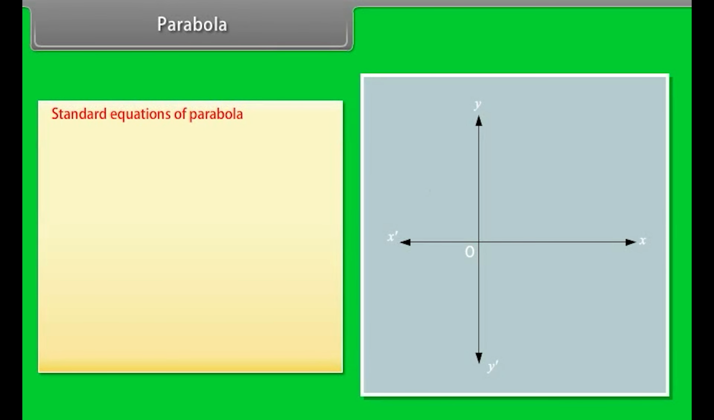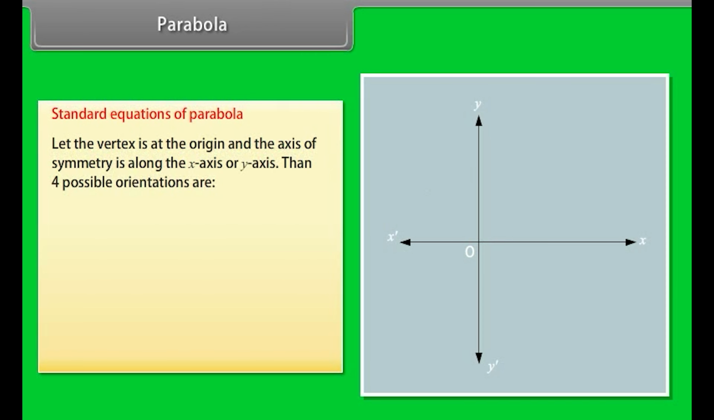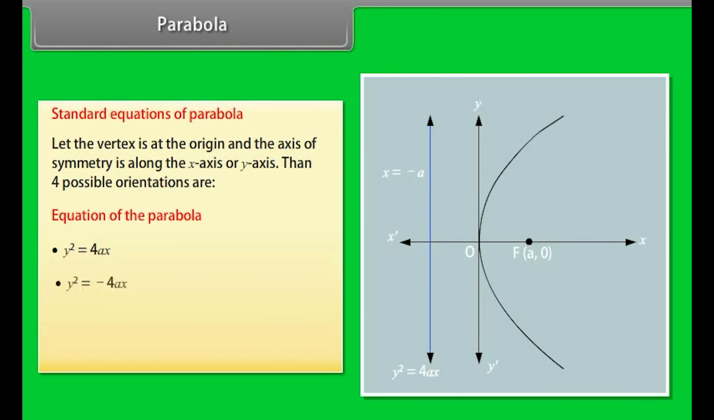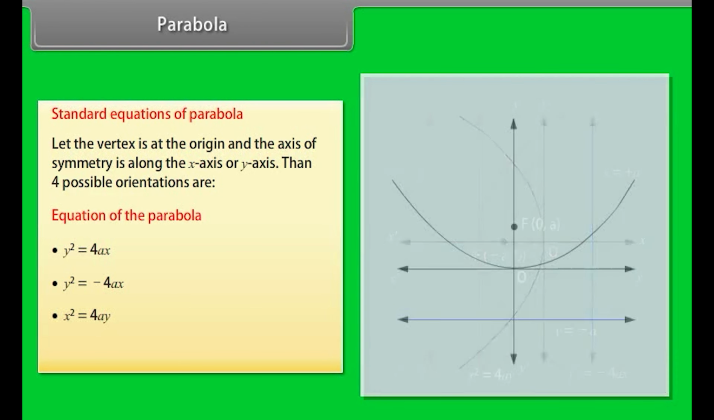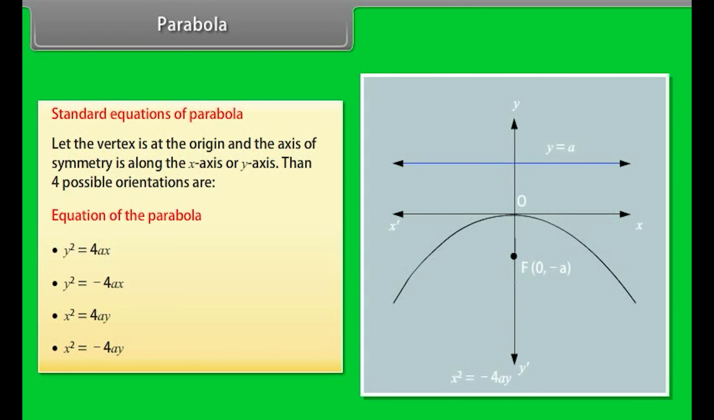Standard equations of parabola. Let the vertex be at the origin and the axis of symmetry be along the x-axis or y-axis. Then, four possible orientations give the equations of the parabola: y² = 4ax, y² = -4ax, x² = 4ay, x² = -4ay.